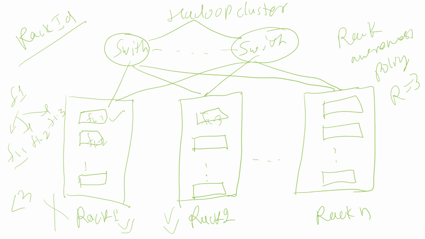But if you are talking about rack awareness, the basic concept is that we have to make sure the rack ID is maintained at the name node, and it has the information of where the nearest rack is for writing or reading the data. This helps us improve the performance in the network.